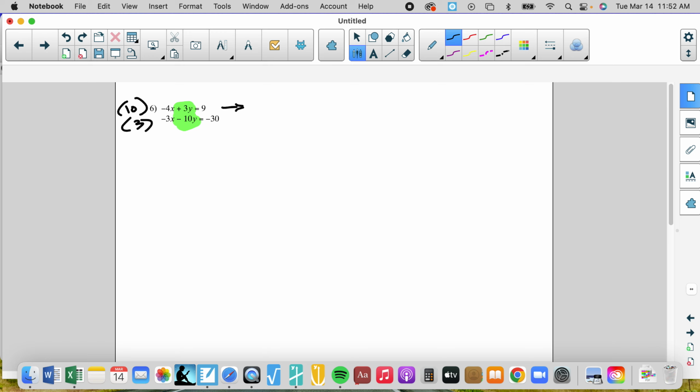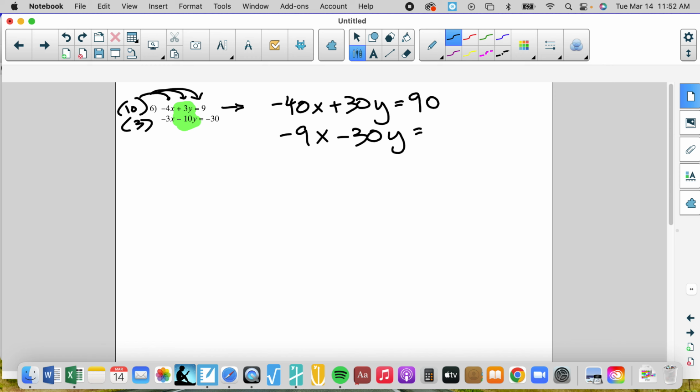So if I multiply everything in the top by 10, it gives me negative 40x plus 30y equals 90. Don't forget to multiply all three. Students will make the mistake of not multiplying the constant. And now let's multiply the bottom. We get negative 9x, we get negative 30y equals negative 90. Ooh, that's an interesting one.